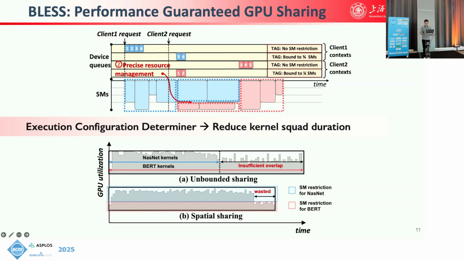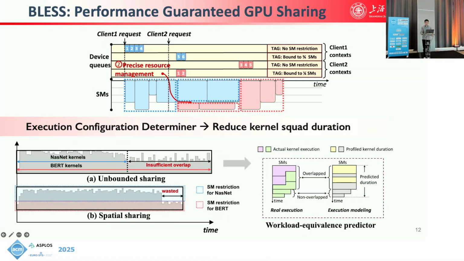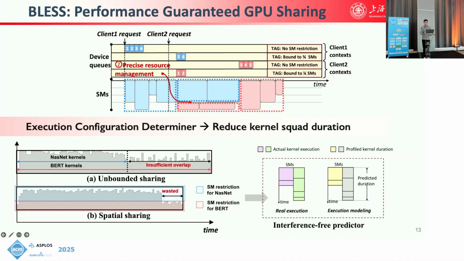To determine during runtime whether a kernel squad without resource restrictions or one with restrictions has a shorter execution time, we continuously run two latency predictors on the host side. For the unrestricted kernel squad latency prediction, we use a workload equivalence predictor. And for the resource-restricted kernel squad latency prediction, we use another, interference-free predictor. More details are in the paper.